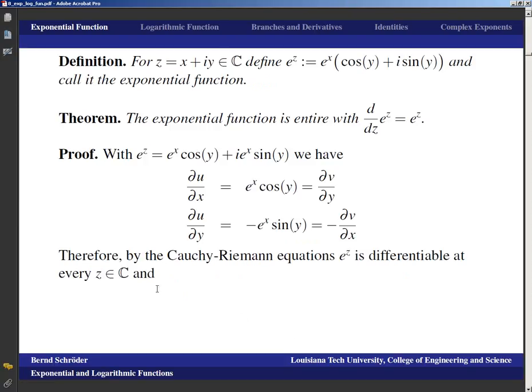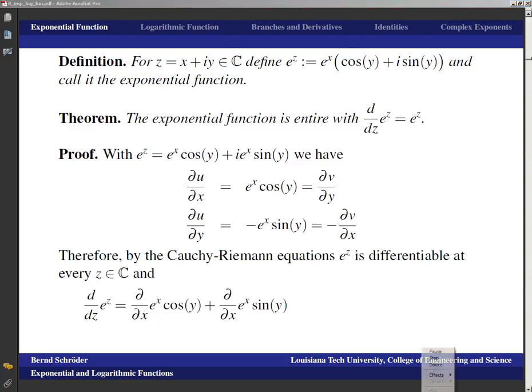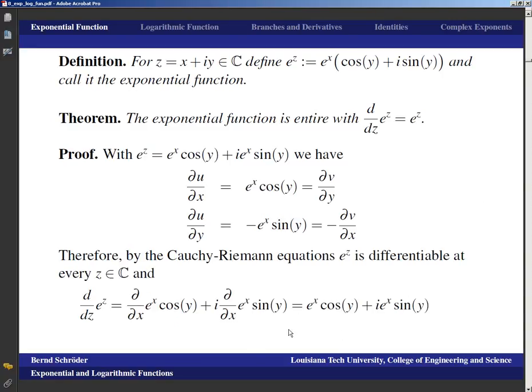So it's differentiable by the Cauchy-Riemann equations, and we also have that the derivative with respect to z of e to the z is the derivative of the real part with respect to x plus i times the derivative of the imaginary part with respect to x. And those derivatives give e to the x cosine y plus i e to the x sine y. And that, of course, is exactly what e to the z is. And that means the derivative of the exponential function is the exponential function again.